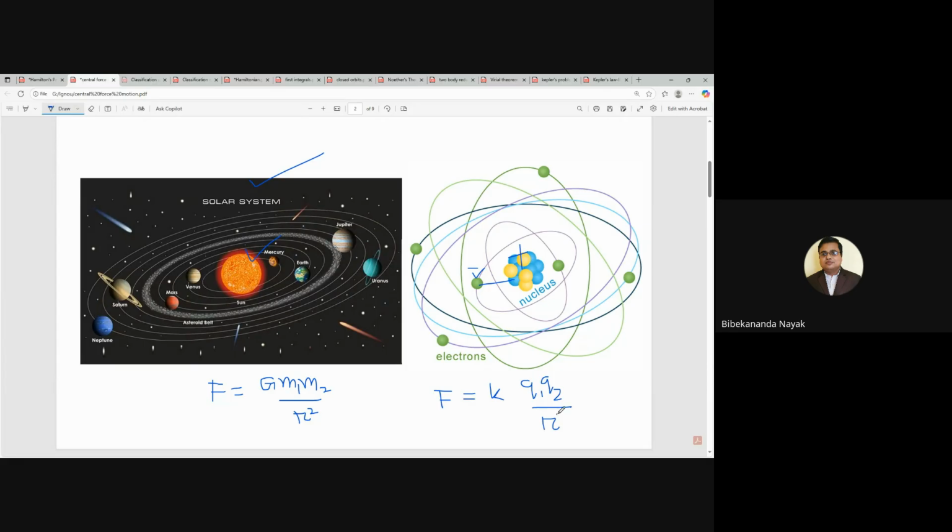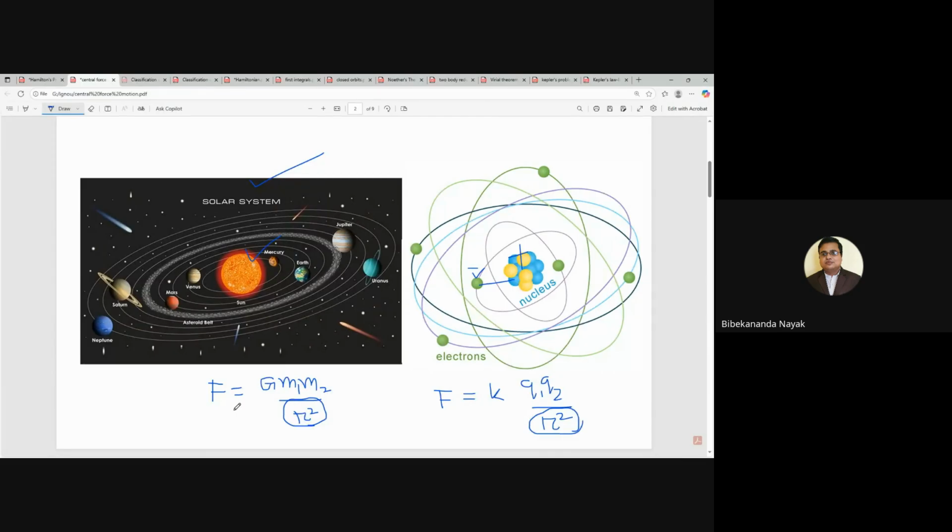Look, these two look similar. Here only mass is replaced by charge. So the origin of gravitational force is mass, and electrostatic force is due to charge. Another thing, how it varies with distance of separation: like 1 by r squared in both the cases.